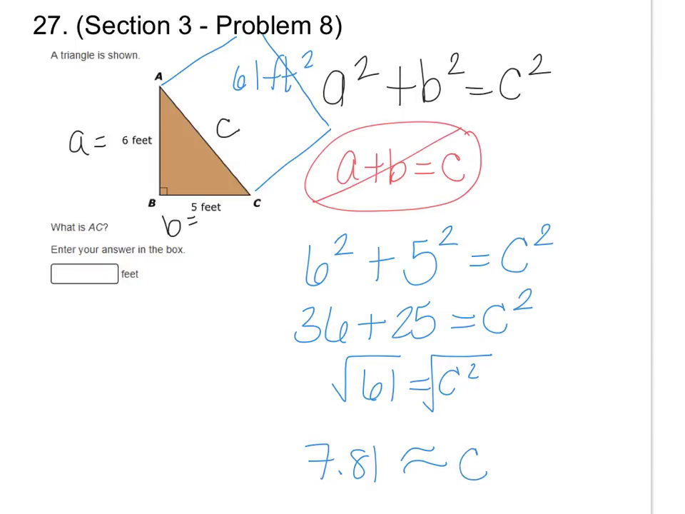So I could put in here that the length of AC, I could put 7 and 81 hundredths, because it doesn't tell us to round to the 10th, round to the 100th. I'm guessing that they would accept, even if you put 7.8, they would probably accept that, or even if you put the square root of 61 and left it as a radical, I think they would have accepted that as well, okay? But don't forget about the Pythagorean theorem, because they might give you a problem like this.